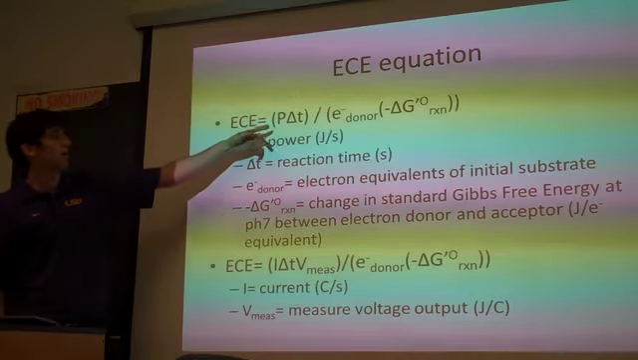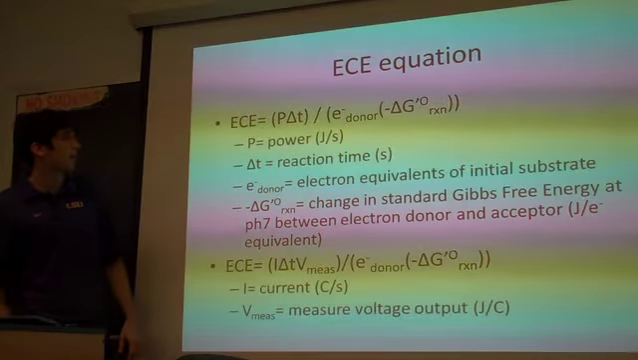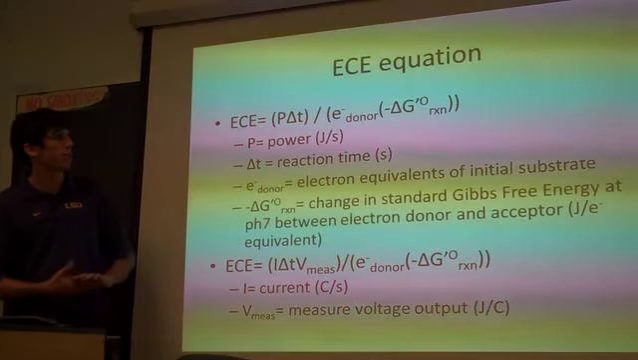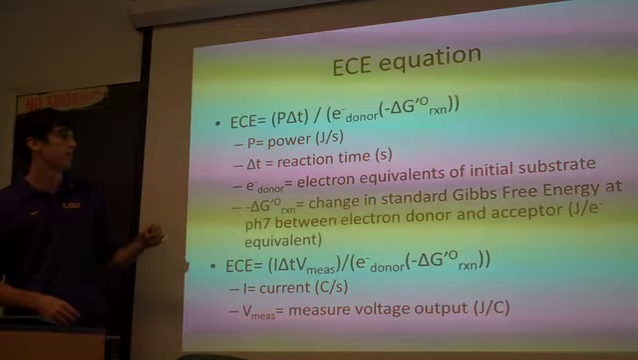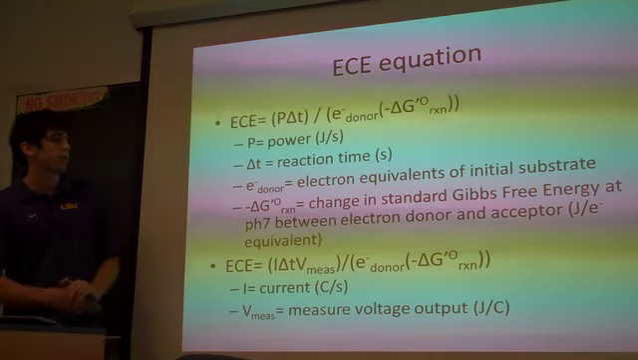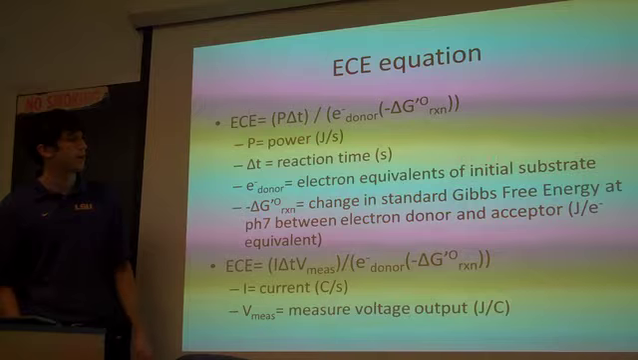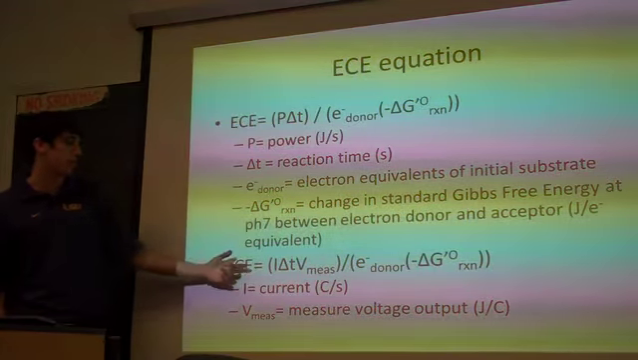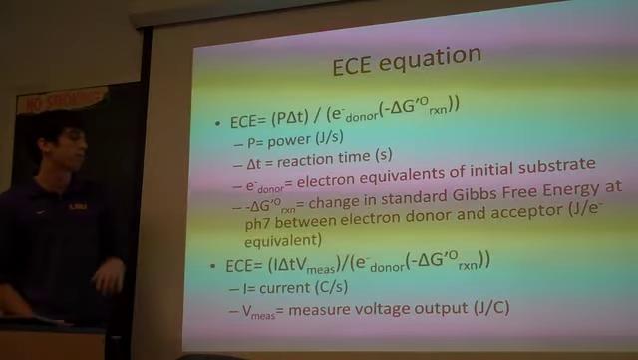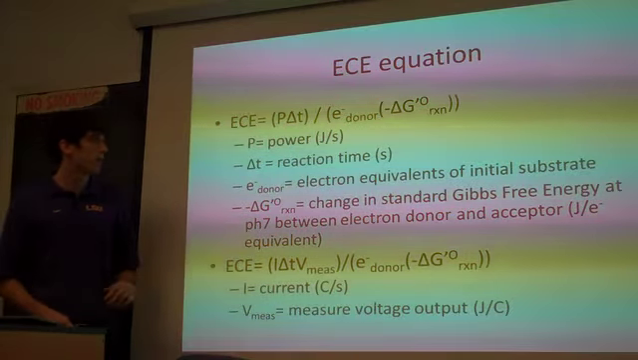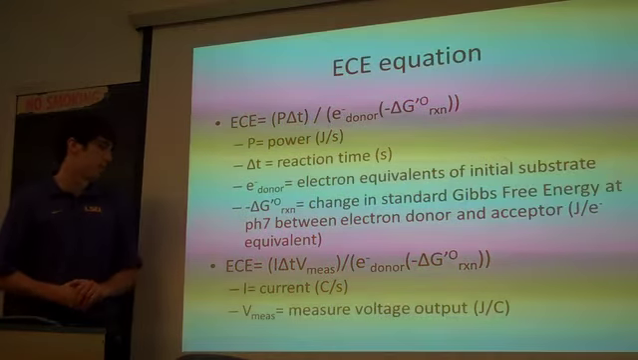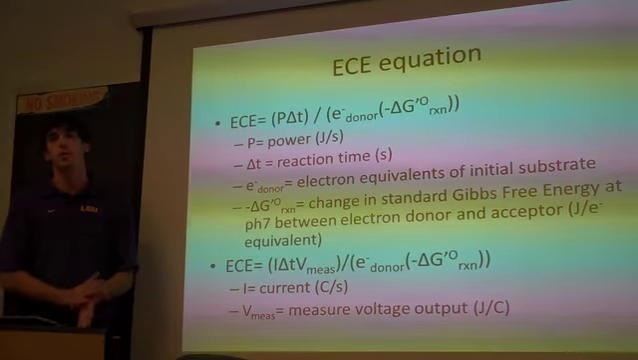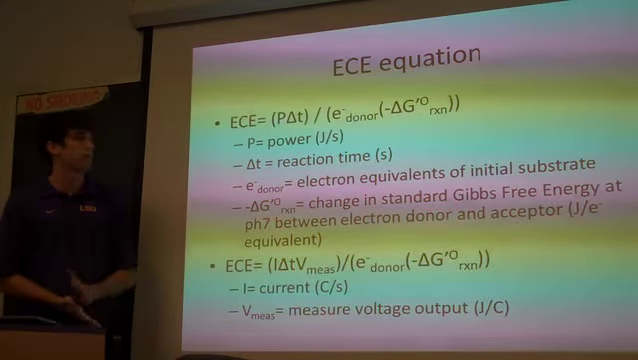You can see the power times the change in time in the numerator, divided by the electron equivalence of the donor, and the negative standard Gibbs free energy change at pH 7 between the electron donor and acceptor. That also is the same as saying the current times the change in time times the measured voltage of output divided by the same denominator. And if you want, they said fuel has something like a 33% ECE output.